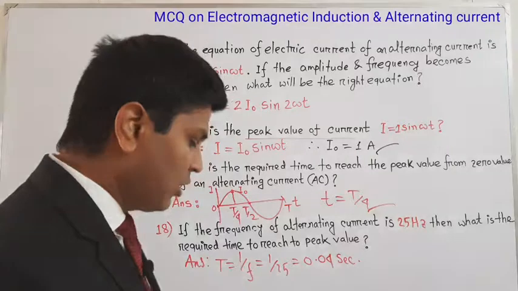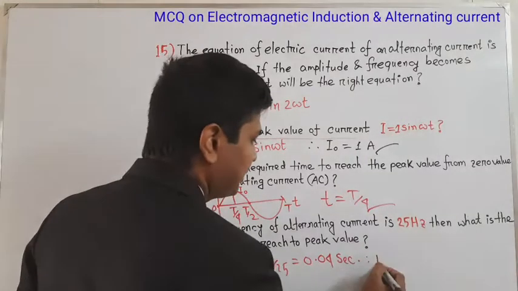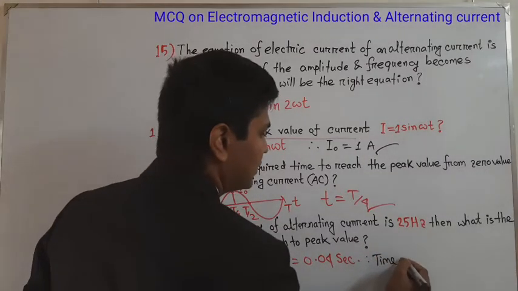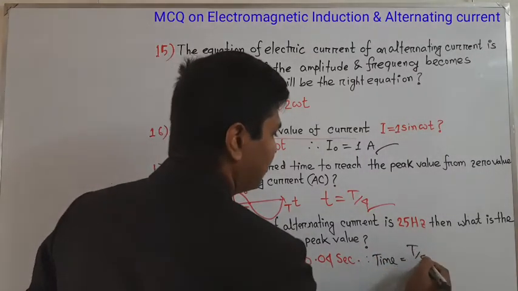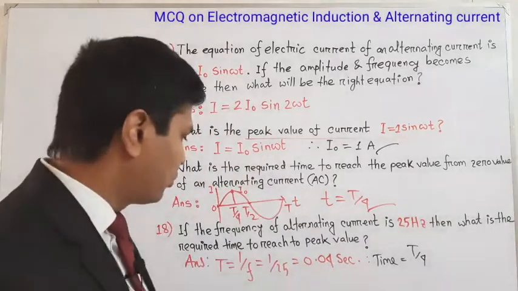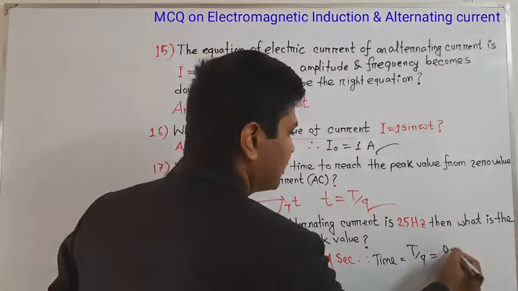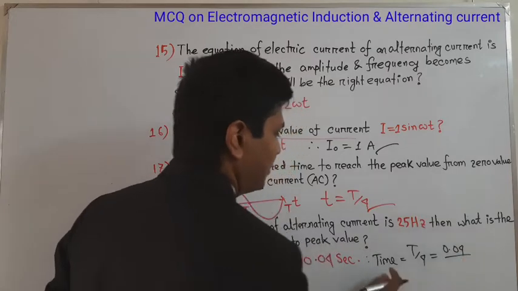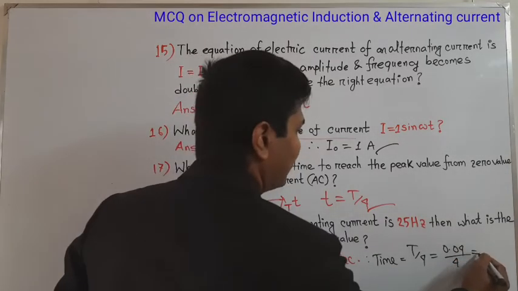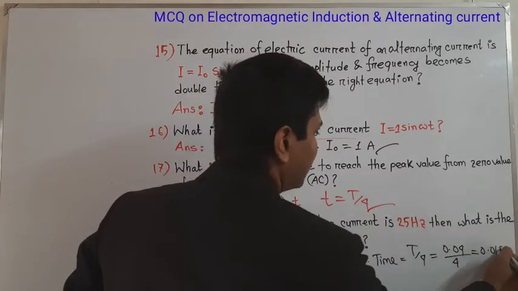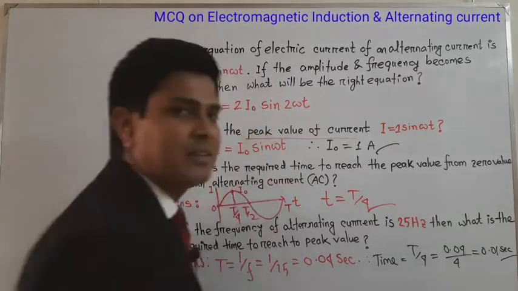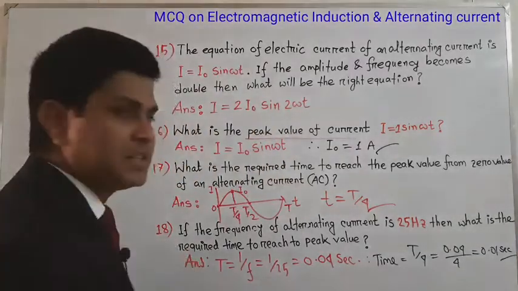Now we are going to calculate the required time to reach the peak value. You know the required time to reach the peak value is T by 4. Now if we put the value of the time period, this is 0.04 divided by 4. So we will get 0.01 second. This is the answer of question number 18.